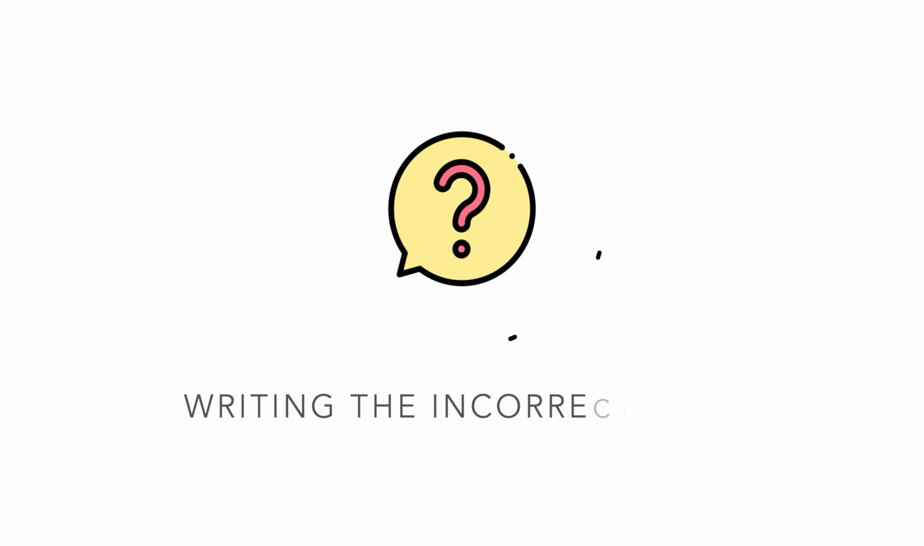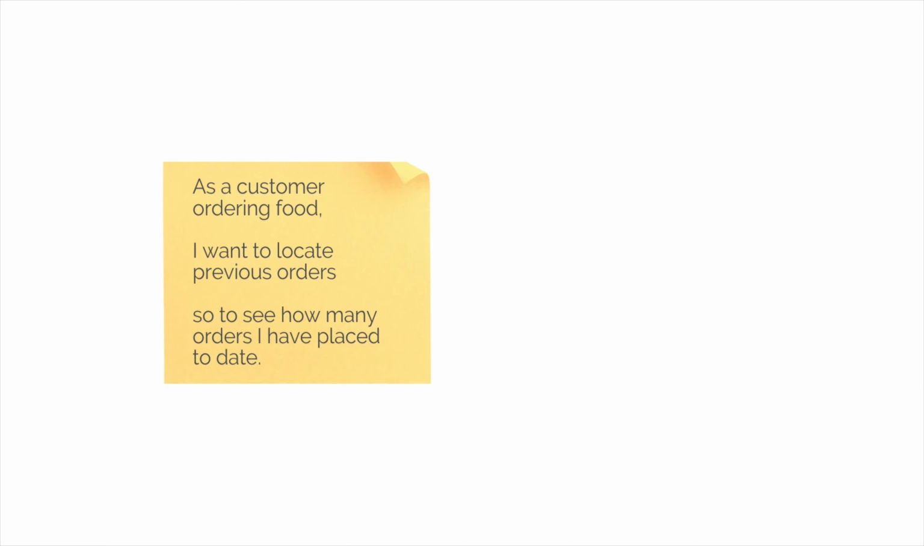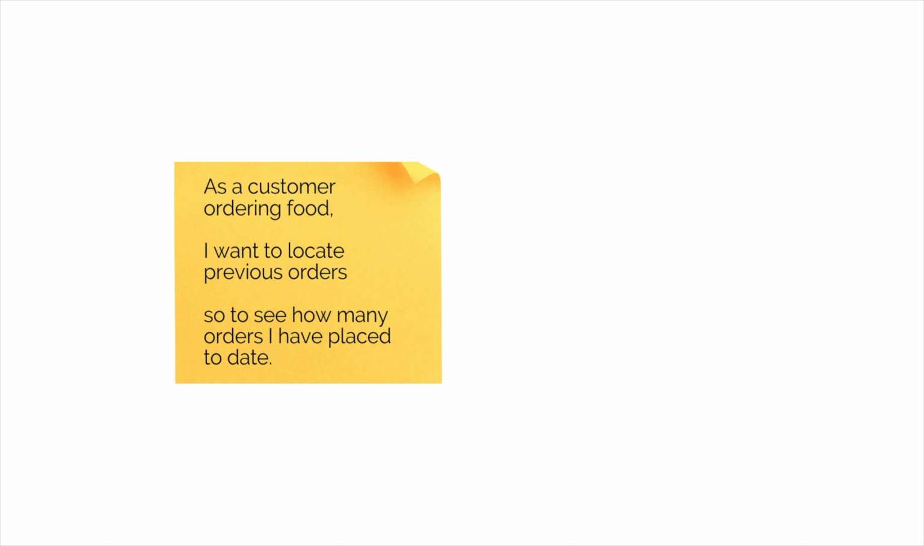Alright, let's move on. Mistake number 3, writing the incorrect why. The so that section of the user story states the user story's business value to the end user. Most people confuse it with the business requirement. For example, as a customer ordering food, I want to locate previous orders to see how many orders I have placed to date. The problem with this user story is that it doesn't explain the business value.